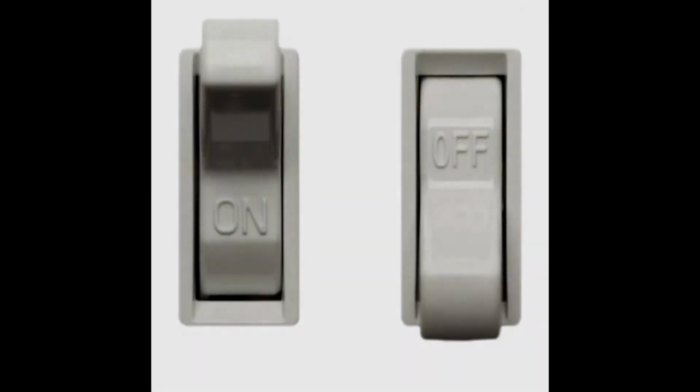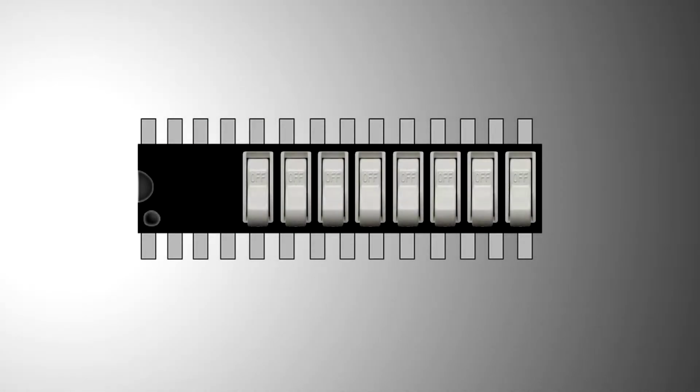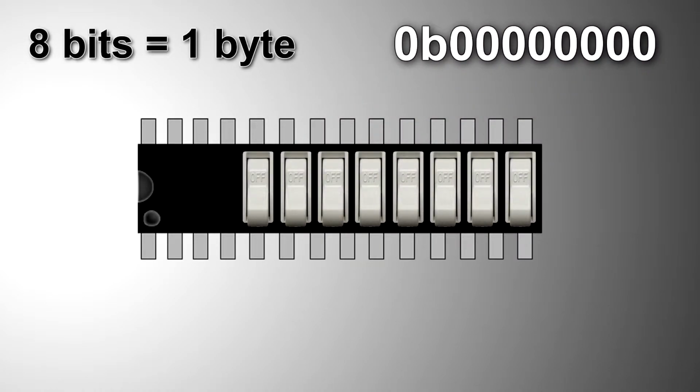In C, we can directly flip the bits inside the chip on or off. Think of them as light switches. For the Atmega 328P chip, it is capable of computing 8 bits of data. 8 bits are like 8 light switches in a row, like you see here in this graphic. These 8 bits are also known as 1 byte. So 8 bits equals 1 byte, so 8 switches, right?